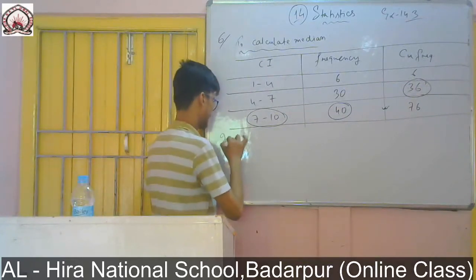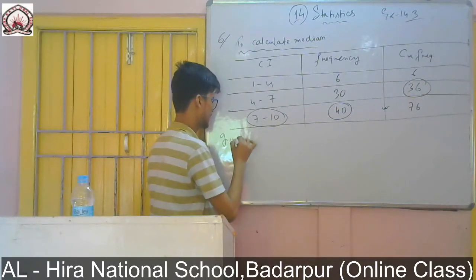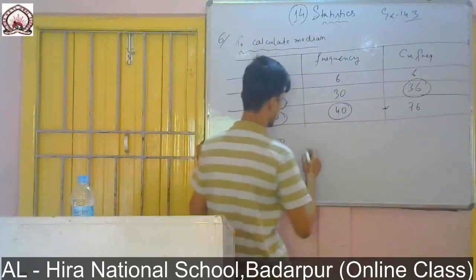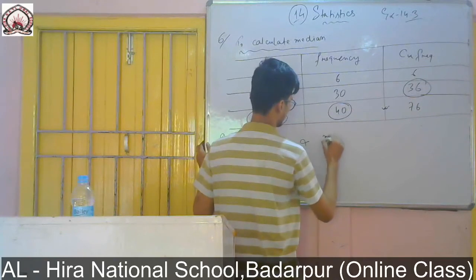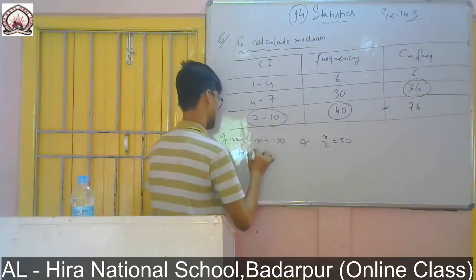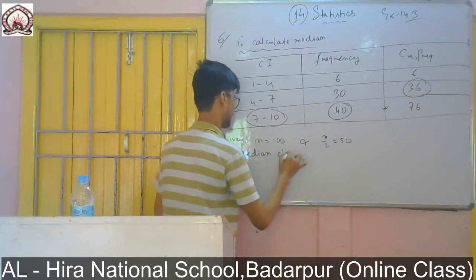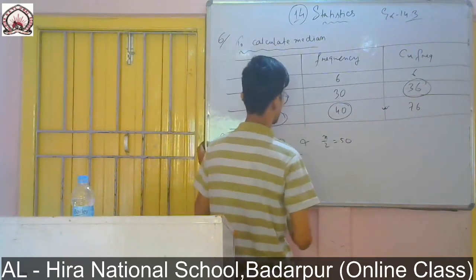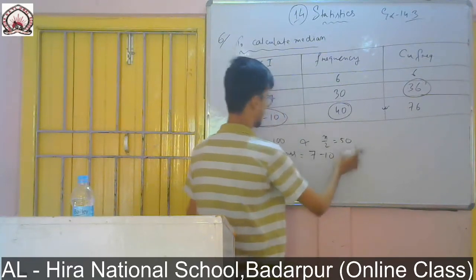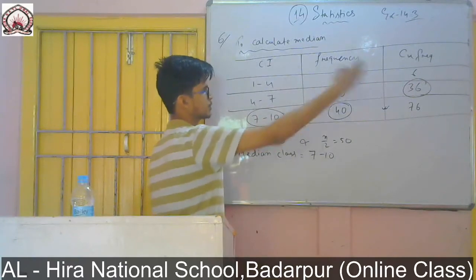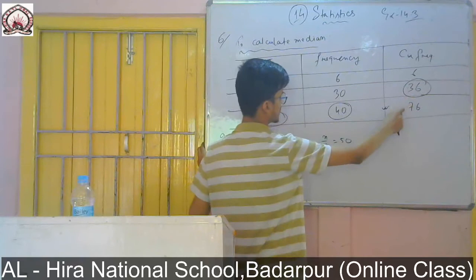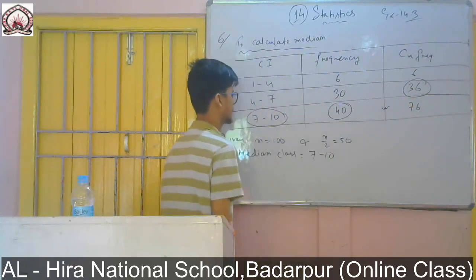From the above table, n is given as 100, and n by 2 equals 50. Therefore, the median class is 7 to 10. How did I get this? Because n by 2 is 50, and I have to find which cumulative frequency is more than 50. The number more than 50 is 76, and against 76 the class is 7 to 10.